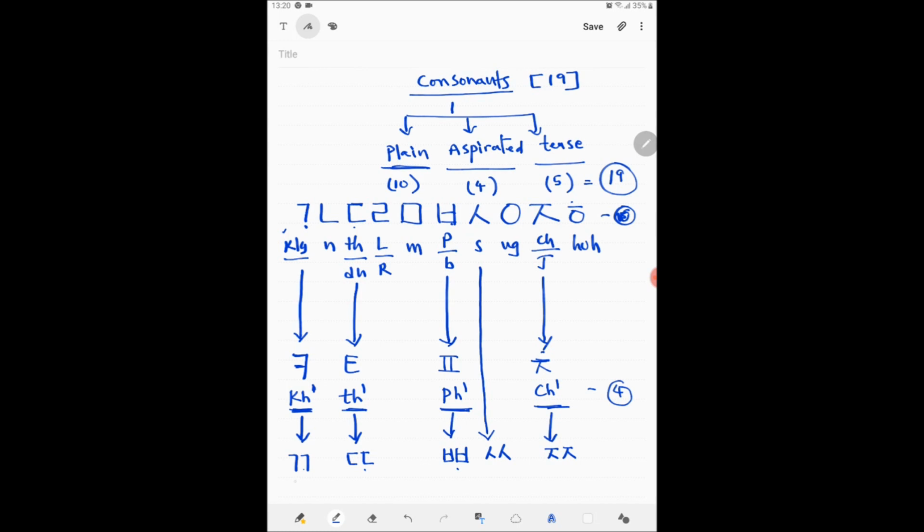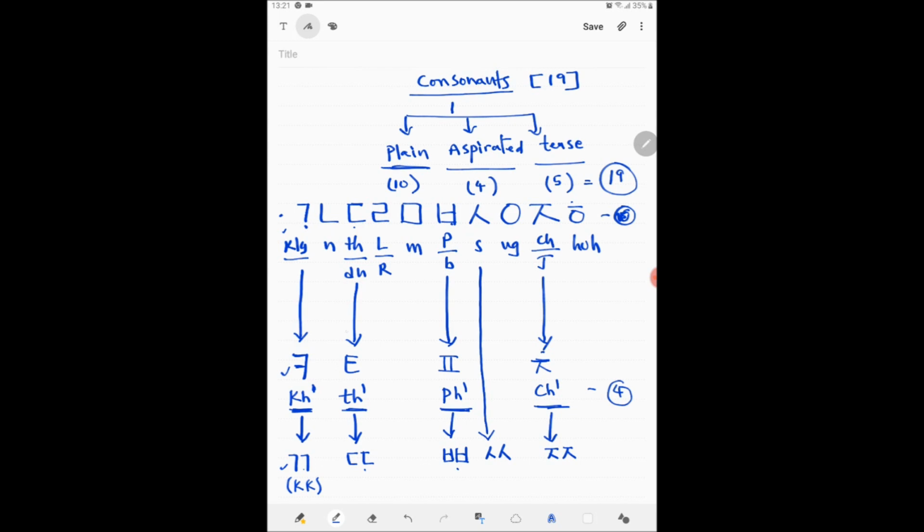So the pronunciation value for this is kk. Just observe these three sounds. When I say the plain one, I say k. When I say this one, k', I'm giving aspiration. When I say this one, I'm simply saying kk, softly, but prolonging it for some time. So that is the basic difference between plain, aspirated, and tense.